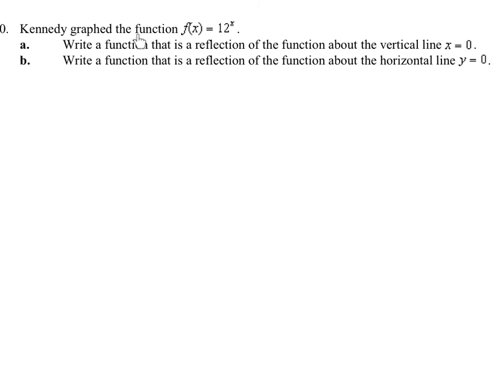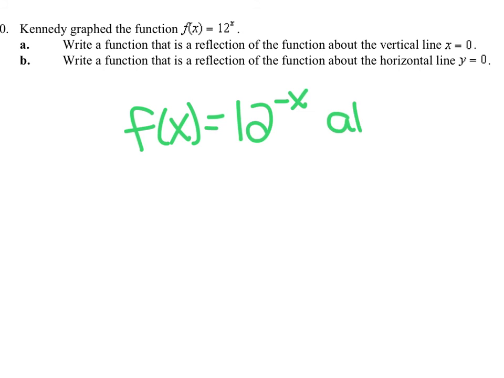Kennedy graphed the function f of x equals 12 to the x. Write a function that is a reflection of the function about the vertical line x equals 0. That means that the negative goes on the x. Write a function that is a reflection of the function about the horizontal line y equals 0. That means the negative is going to go on the outside. So about x equals 0 means that the negative is going to go on the x. So that would be 12 to the negative x. That is about x equals 0.